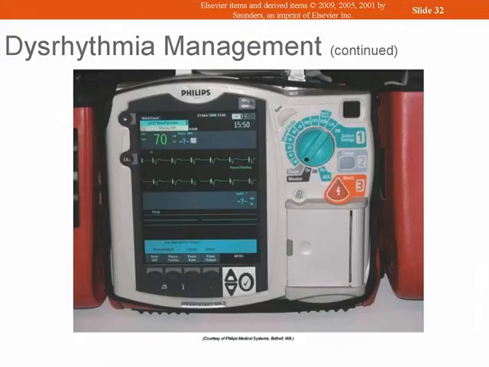This particular defibrillator is actually a Philips, one of the newer Philips. It also gives you the capability of AED, defibrillation, cardioversion, and pacemaking. It gives you also the opportunity for hands-free. And this is the newest model. They're all very user-friendly.